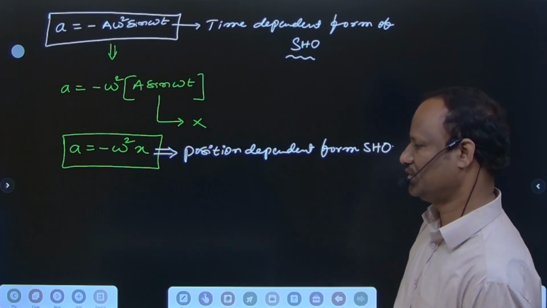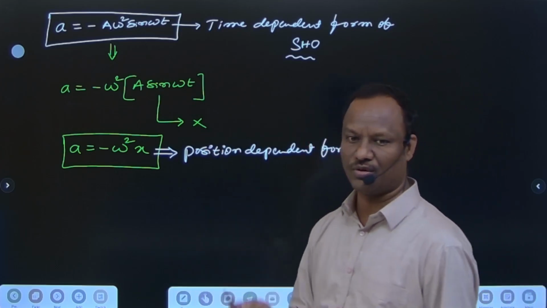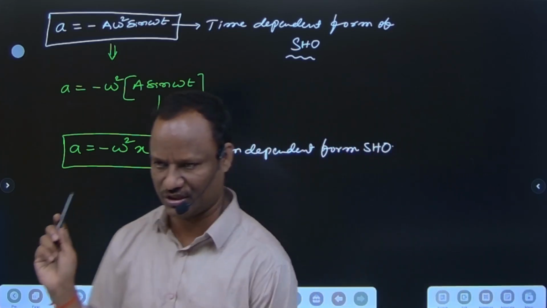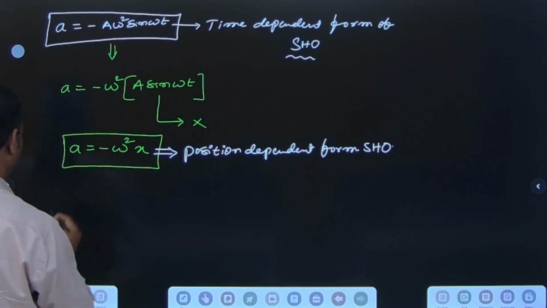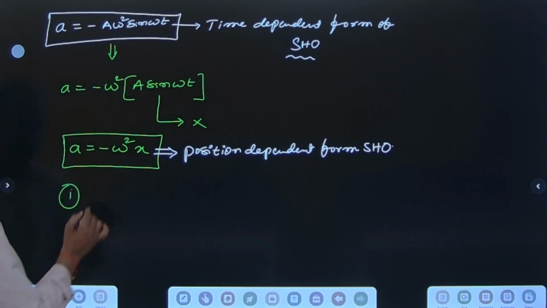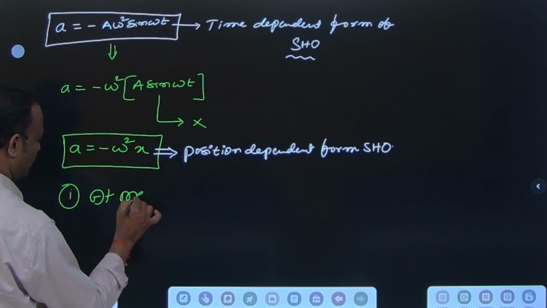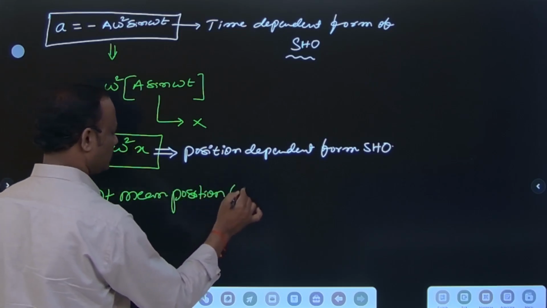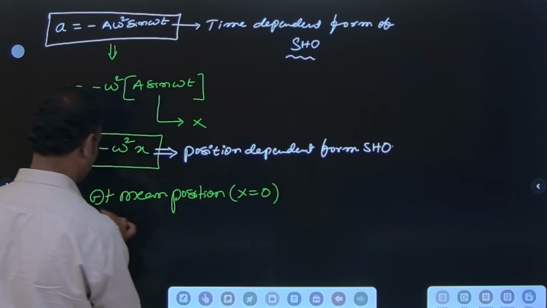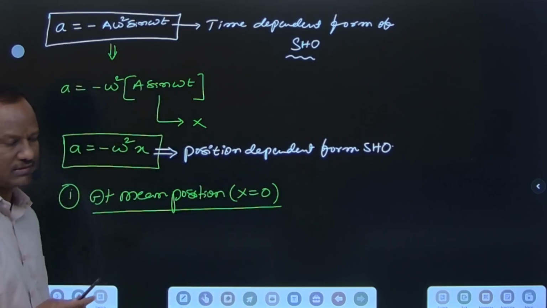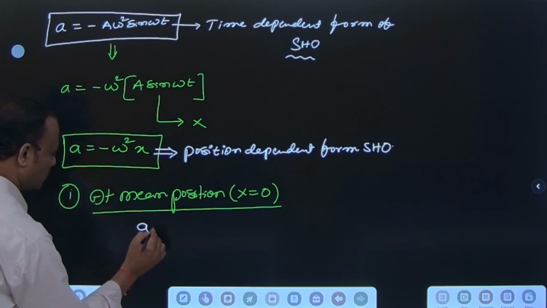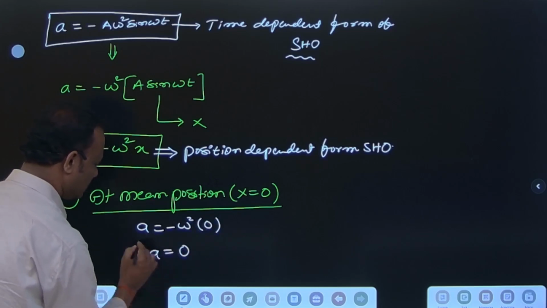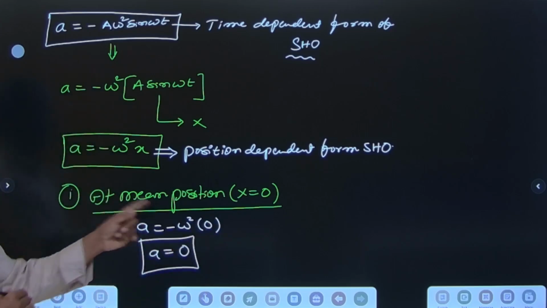It's a position. So I want to know where it is maximum, where it is minimum. Next one, what is the graphical representation? First, I want to know about the first case, at mean position. My mean position means what? x is equal to 0. Yes, at x equals 0, a is equal to minus omega square times 0. So a is equal to 0. Where is that? At mean position.